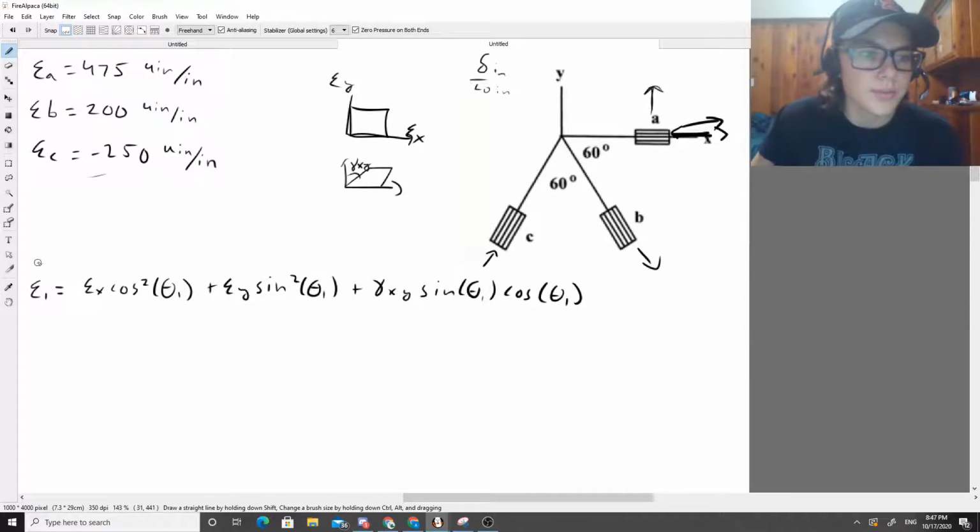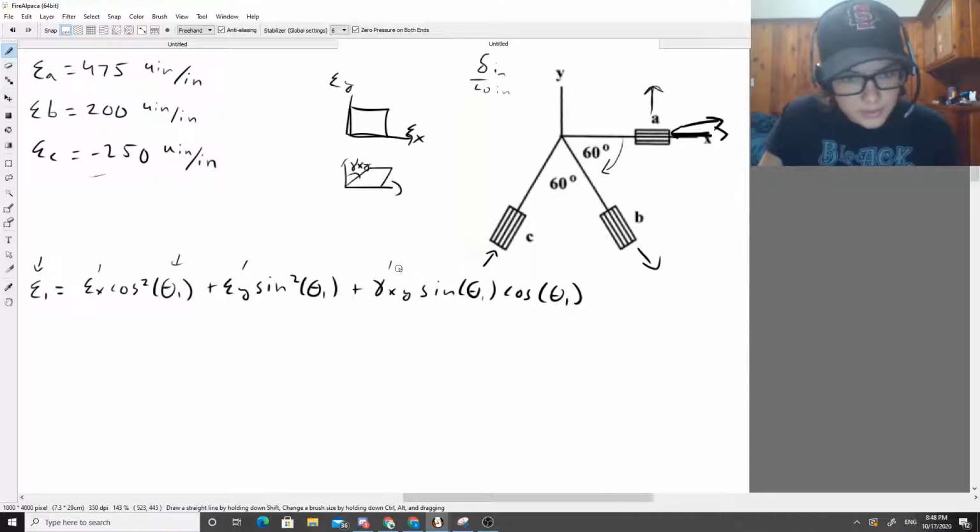And strain is just going to refer to your strain gauge reading, and theta is just going to refer to the angle at which your strain gauge is off of the x-axis. If it's clockwise, that's going to be negative, and if it's counterclockwise, that'll be positive. So we have 3 unknowns here, right? We have strain at X, strain at Y, and gamma XY. But we also have 3 strain gauges, so we should be able to make 3 of these equations and solve for our 3 unknowns, and that should be enough information.